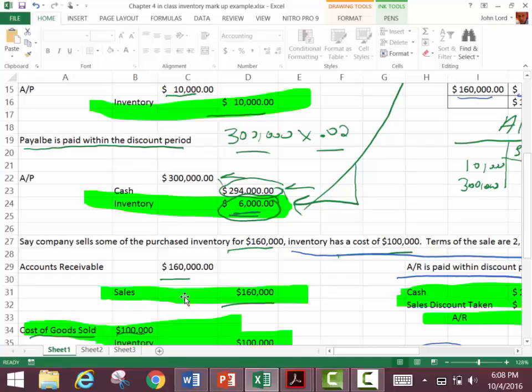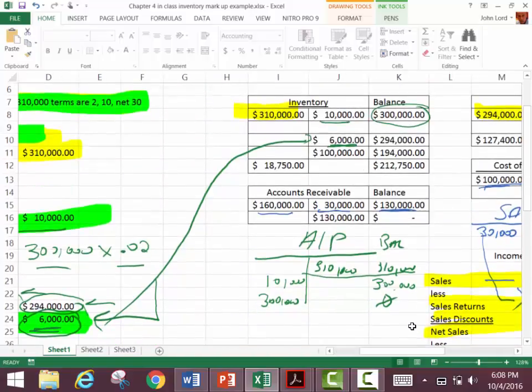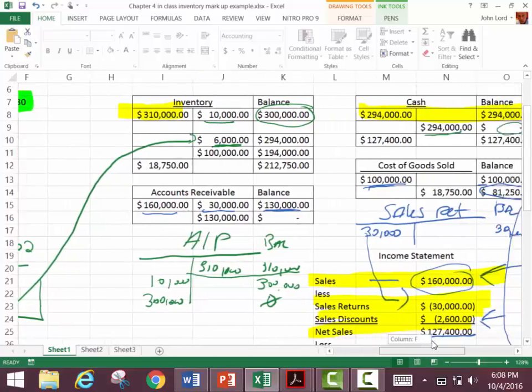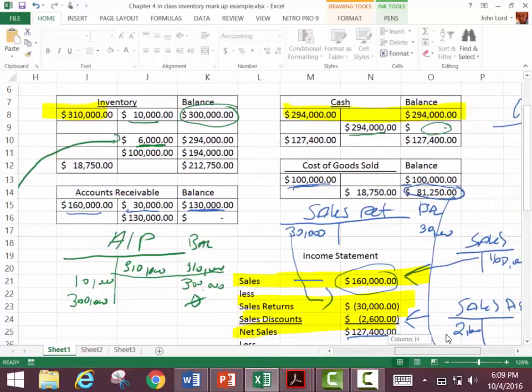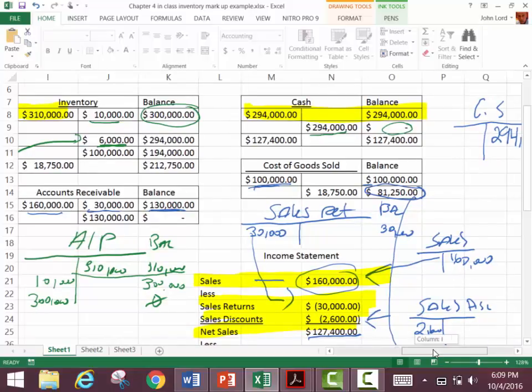This is just like when we had revenue in the first in-class example from Chapter 2, but when we're selling merchandise, we call it sales. It's like our revenue and works the exact same way. So we debit the accounts receivable for the $160,000, and we credit our sales. Did I tee up sales here? I think I did. Yeah. We credit sales for $160,000, don't we? Okay, just posting those journal entries.